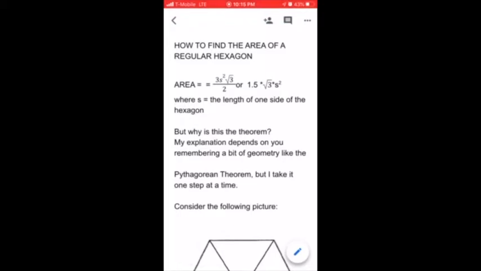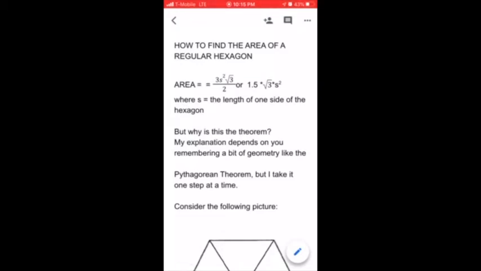Now you could just stop here, that's the formula, that's all you really need to find the area, and s is the length of one side of the hexagon. But you might wonder, why is this the theorem? My explanation depends on you remembering a bit of geometry, like the Pythagorean theorem, but I'll take it one step at a time. Consider the following picture.